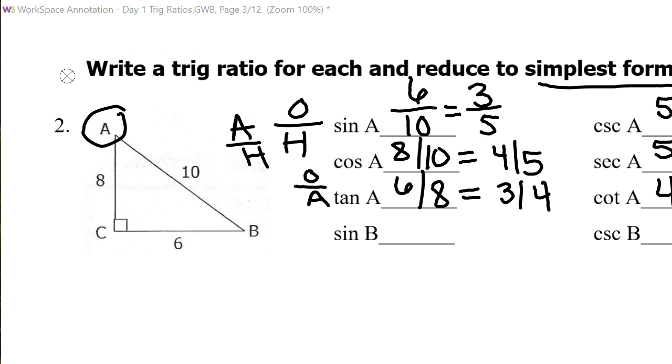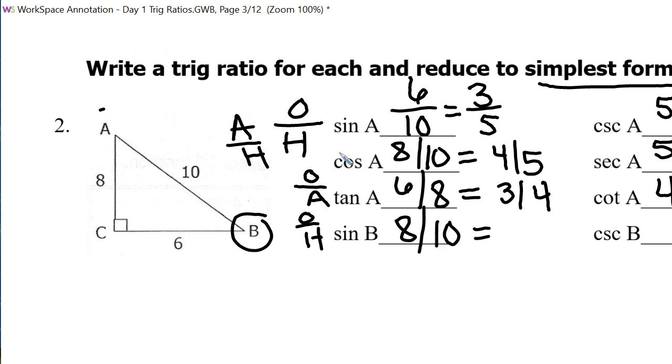Now the next and the last two questions are for angle B. So we're looking right here at angle B. And how do you find sine? Opposite over hypotenuse. So which side is opposite of angle B? 8. And what's the hypotenuse? 10. And 8/10 simplifies to 4/5. Now sine and cosecant, those are reciprocal. So if you know that the sine is 4/5, what would the cosecant be? 5/4.